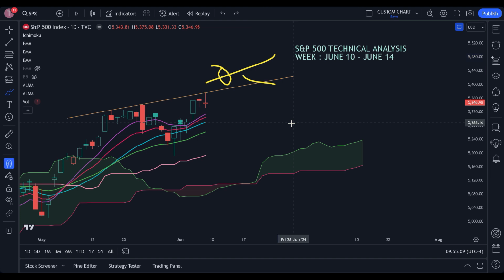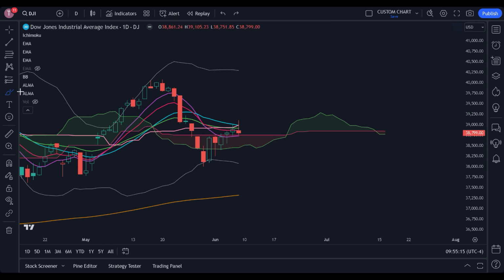So the trend line is clear, but at the same time, it is not just a trend line in the S&P 500. If the Dow Jones remains restricted, and if it gives a closing inside the Ichimoku cloud, then it will become more bearish. And also there is the bearish pressure on the weekly chart.